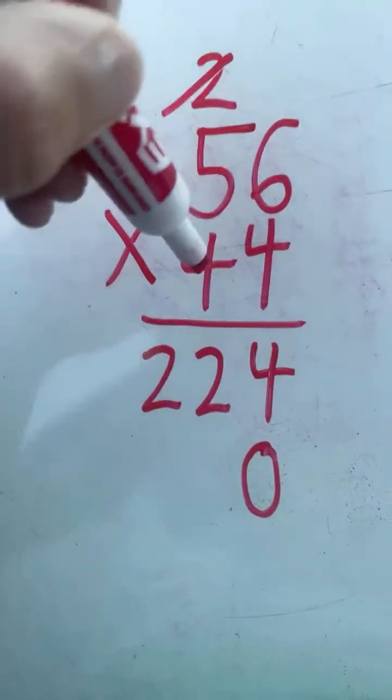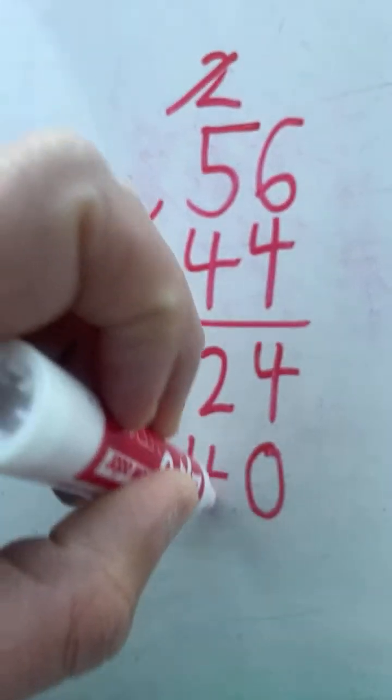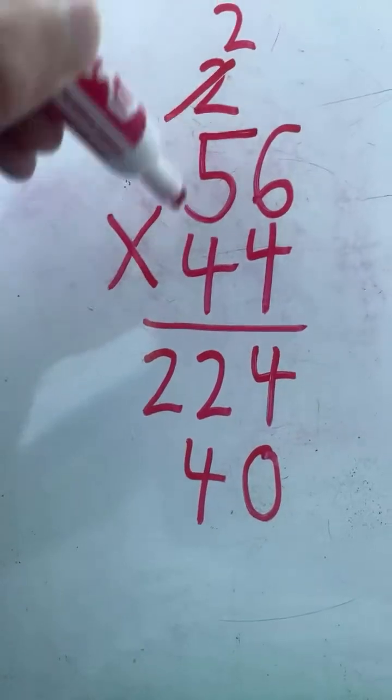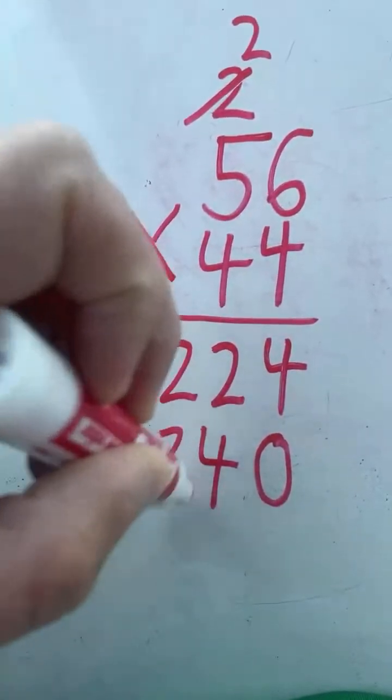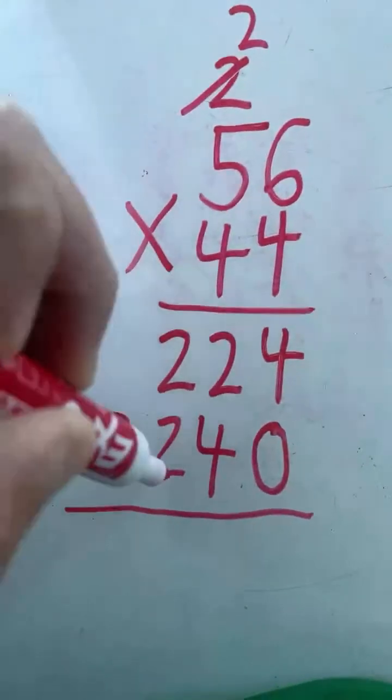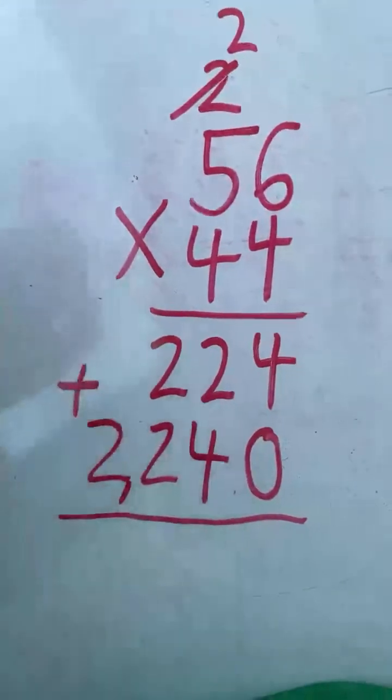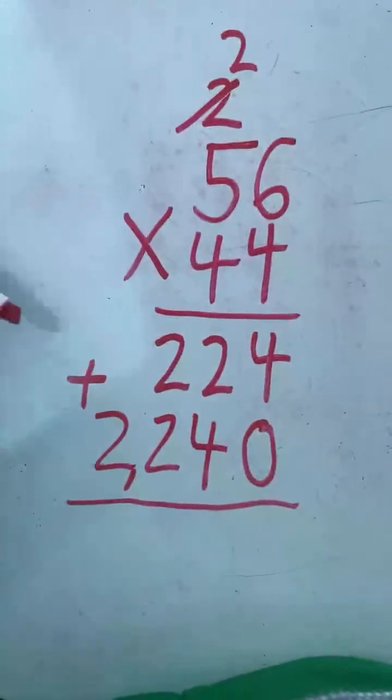All right, now 6 times 4 equals 24. 4, carry the 2. 5 times 4 equals 20, plus 2 again equals 22. Now to get our final answer, we have to add both these numbers together.